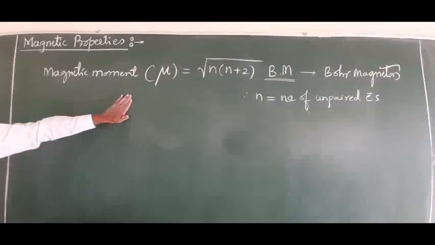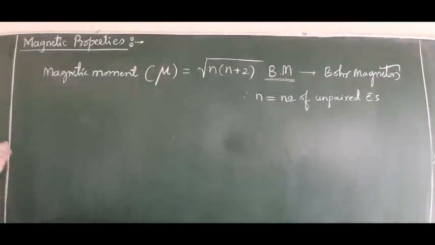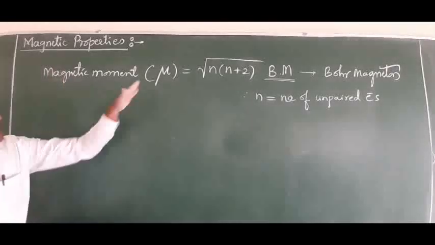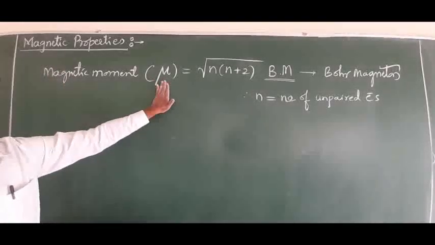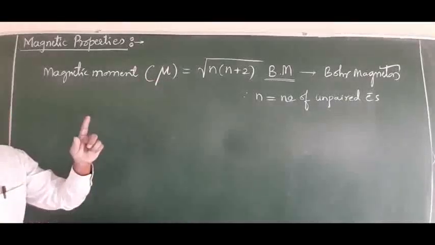If you get a zero magnetic moment, mu value 0, keep in your mind those are diamagnets. If you get some value, then the compound is a paramagnet. If values come, it is paramagnet; if 0, it is diamagnet.